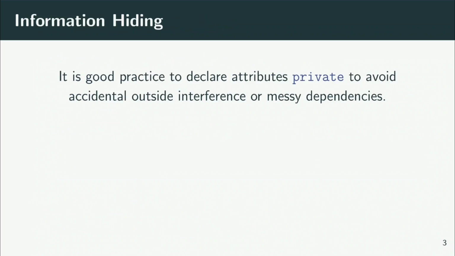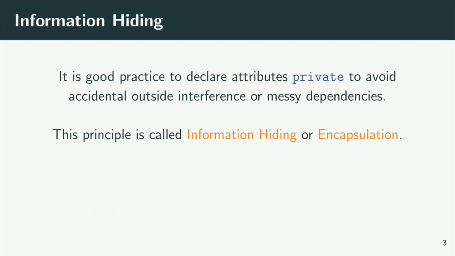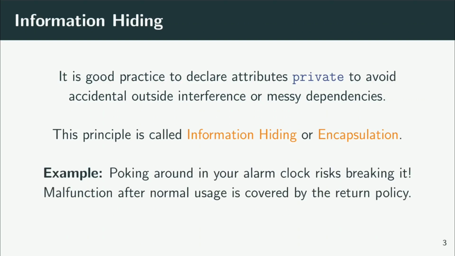It is good practice to declare attributes as private to avoid accidental interference or dependencies between classes. This design principle is called information hiding or sometimes encapsulation. Going back to the example of our alarm clock, imagine you can open the clock and turn a few levers and poke around in it. And this, of course, is not how it's intended to be used, and therefore you risk breaking it.